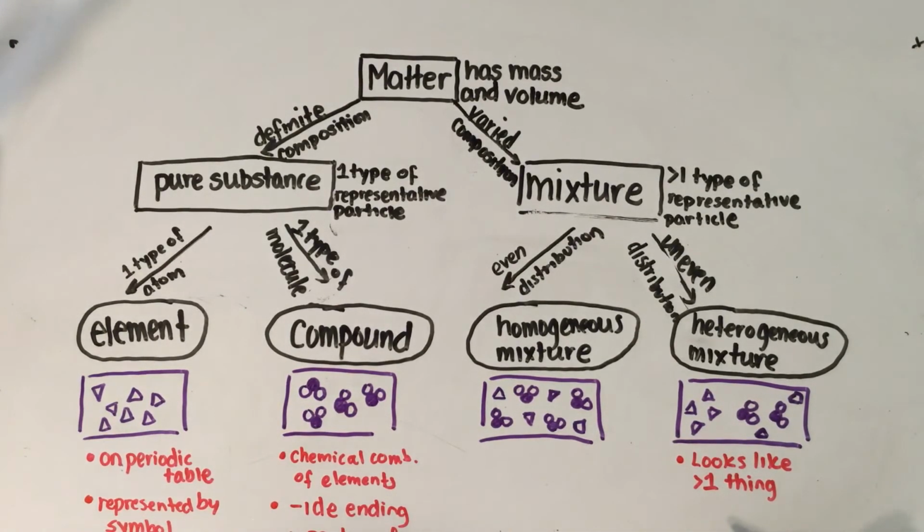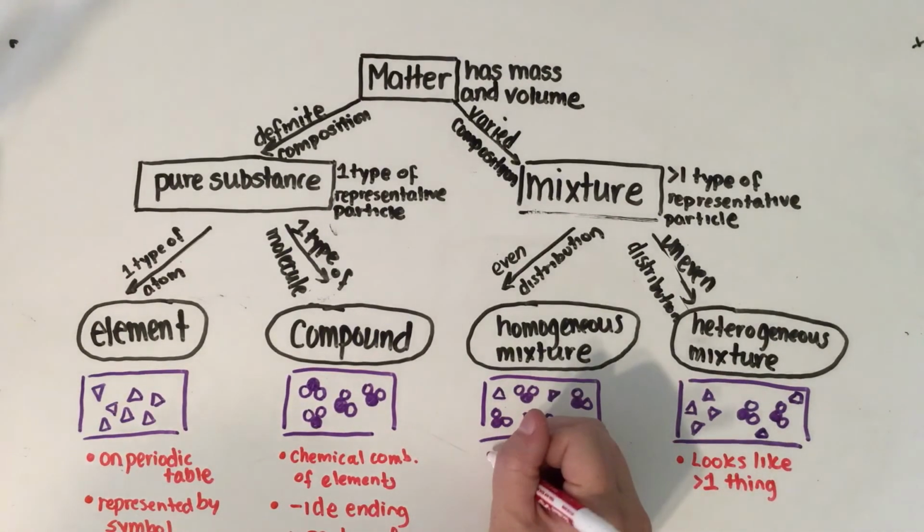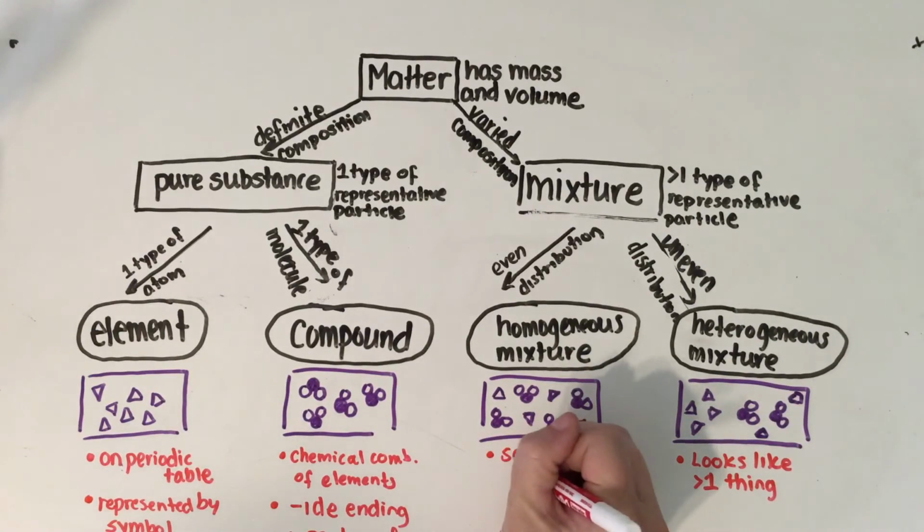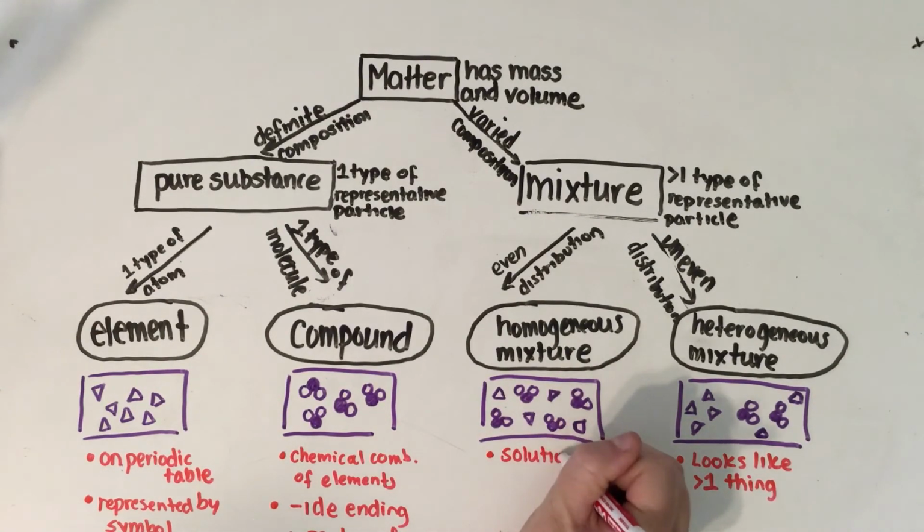Homogeneous mixture is a little bit trickier because it actually looks pure even though it's not. This would be things like salt water or Gatorade, or really even iced tea. Anything that would be considered a solution. And for this, you're going to have to look at the name and use your prior knowledge.